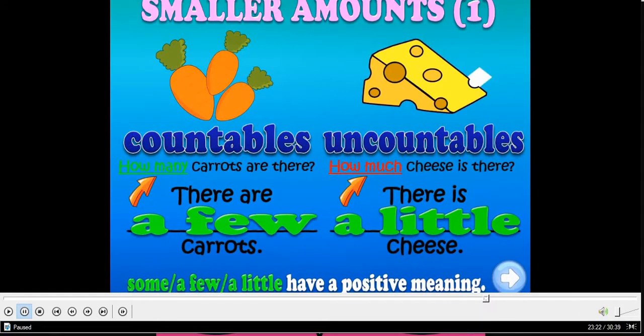If I have a smaller amount, I don't have a lot of carrots or a lot of apples. I have just a smaller amount. If I don't have a big number, I want to show that I have a small number of the thing. For the countable nouns, I use a few. There are a few carrots. For the uncountable nouns, I use a little. There is a little cheese.